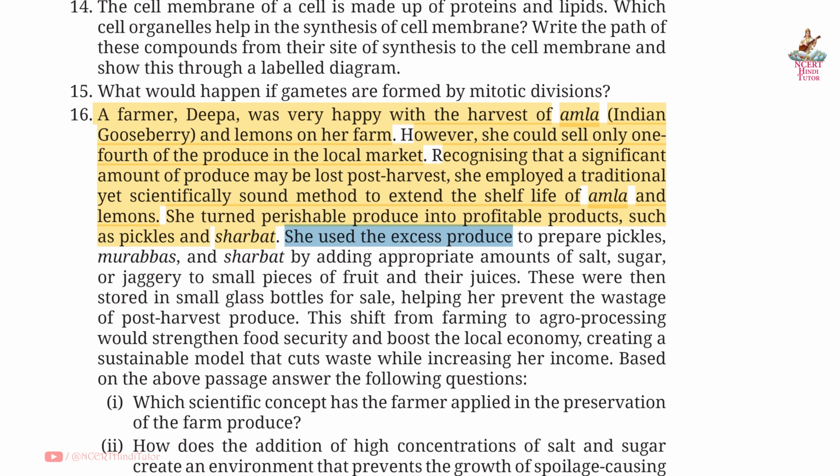She used the excess produce to prepare pickles, murabbas and sharbat by adding appropriate amounts of salt, sugar or jaggery to small pieces of fruit and their juices. These were then stored in small glass bottles for sale, helping her prevent the wastage of post-harvest produce. This shift from farming to agro-processing would strengthen food security and boost the local economy, creating a sustainable model that cuts waste while increasing her income. Based on the above passage, answer the following questions.